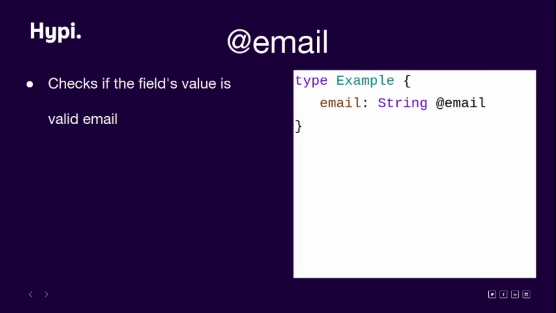A special case of the pattern directive is email, but since this is not simple and is rather common, Hypi has provided it by default for you. The email directive ensures that a given value is in the correct email address format. The usage is similar to other directives that we have discussed so far.